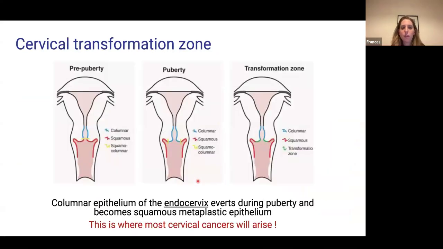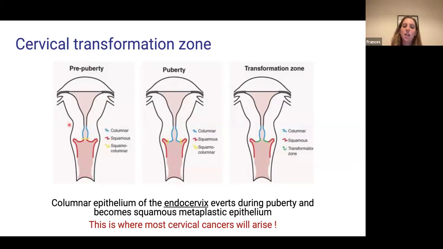So the key thing to be aware of with the cervix is obviously it is linked with cervical cancer, for which we have a really great cervical screening program. And that cervical screening program is based on detection of high-risk HPV strains, which are affecting what's known as the transformation zone. So it's just important to be aware of what this is.